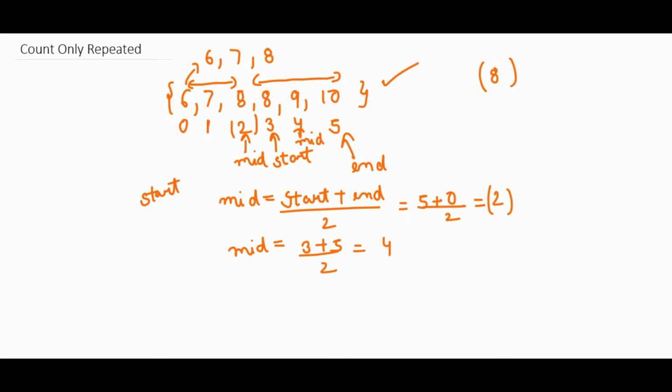Let's erase it a little bit. Now this is our condition. Our mid is pointing at 4, start is at 3, and end is at 5. Now again the same thing, if 9 is at its correct position or not. So what should be at the position 4 of this array? It should be 6 plus 1, 2, 3, 4. So it should be 6 plus 4, which is equal to 10.